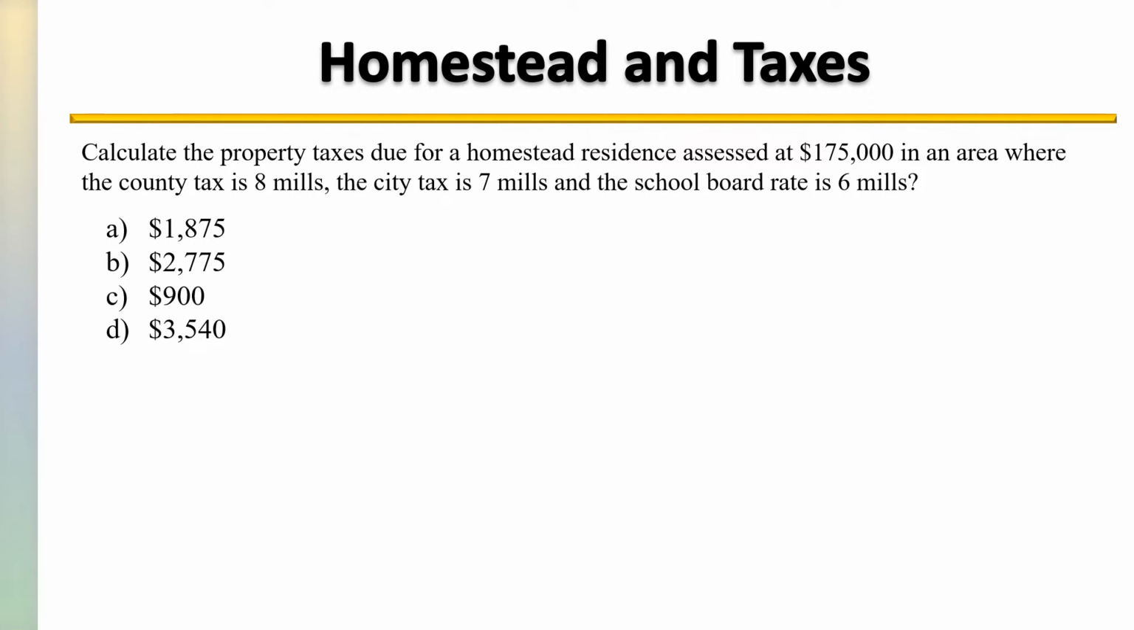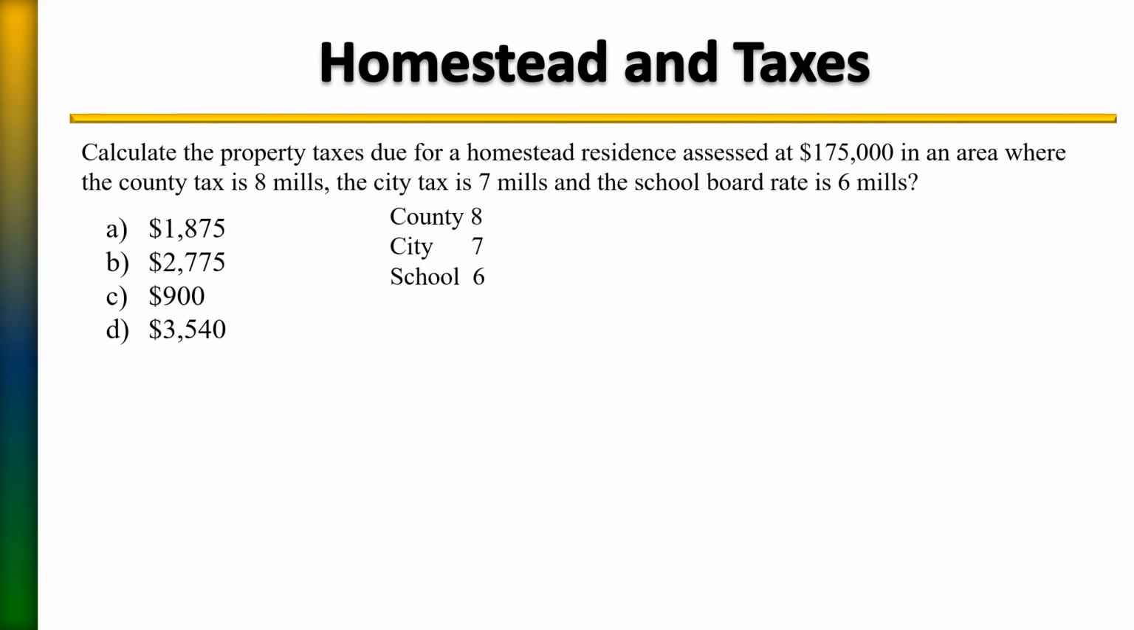Homestead and Taxes. Calculate the property taxes due for a homestead resident assessed at $175,000 in an area where the county tax is 8 mills, the city tax is 7 mills, and the school board tax is 6 mills. So first we're going to go ahead and just place those different mills on the board here so that we can look at them as we calculate through each one.